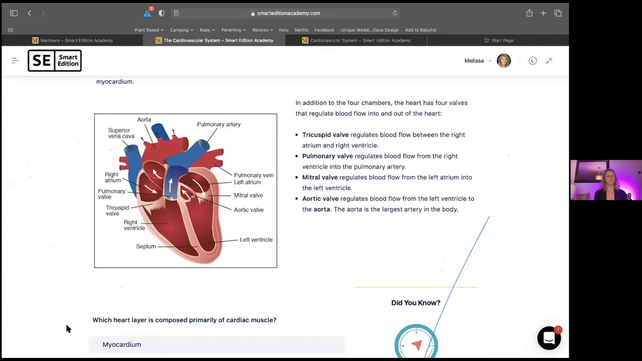So to think about this, systemic circulation is when the blood has oxygen and it's leaving the heart, going to the body systems, okay? Pulmonary circulation is when blood comes back to the heart to get oxygen from the lungs, the pulmonary circulation, okay?